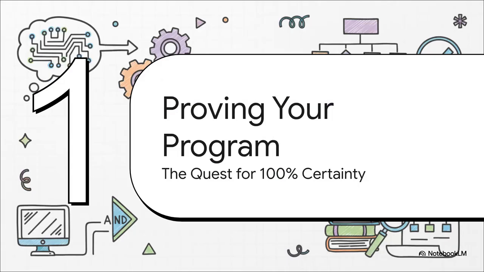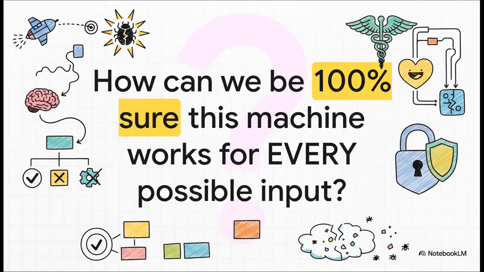Okay, so we can build these incredible machines to solve puzzles and find text, but how do we know they're perfect? I mean, how can we be absolutely 100% certain that they will work correctly for every possible thing we could throw at them, not just the few we tested? This, right here, is one of the biggest questions in all of computer science.